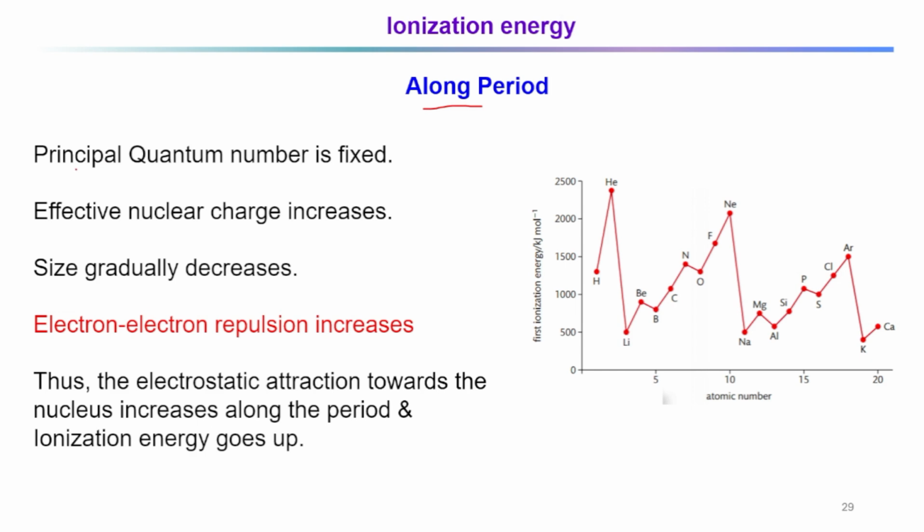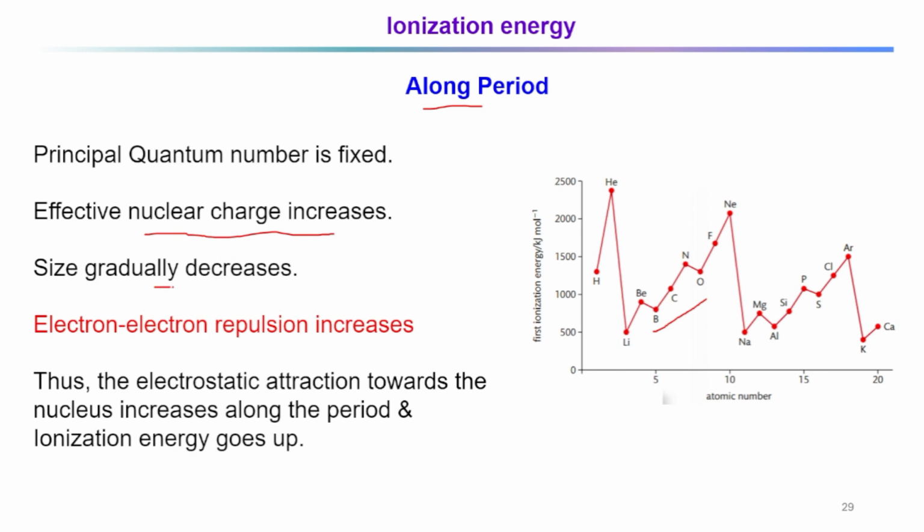So along a period, the principal quantum number is fixed. So the number of shells is fixed. If you go from boron to carbon to nitrogen, oxygen, the principal quantum number, or the number of shells, is fixed. Effective nuclear charge increases. We have already seen that as we go from left to right, we are putting more and more protons in the nucleus. So the girl is more and more attractive. So that's why that girl attracts the lovers, or the electrons, more, right? So the effective nuclear charge increases from left to right along a period.